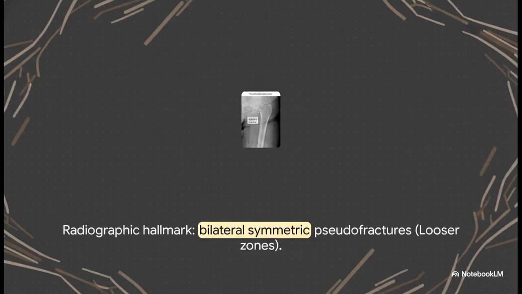When we look at imaging, osteomalacia usually shows up with reduced bone density and cortical thinning. But the absolute radiographic hallmark you have to know for the boards is the bilateral symmetric pseudofracture, which is also known as a Looser zone. They literally look like linear lucencies running right perpendicular to the cortical margin.